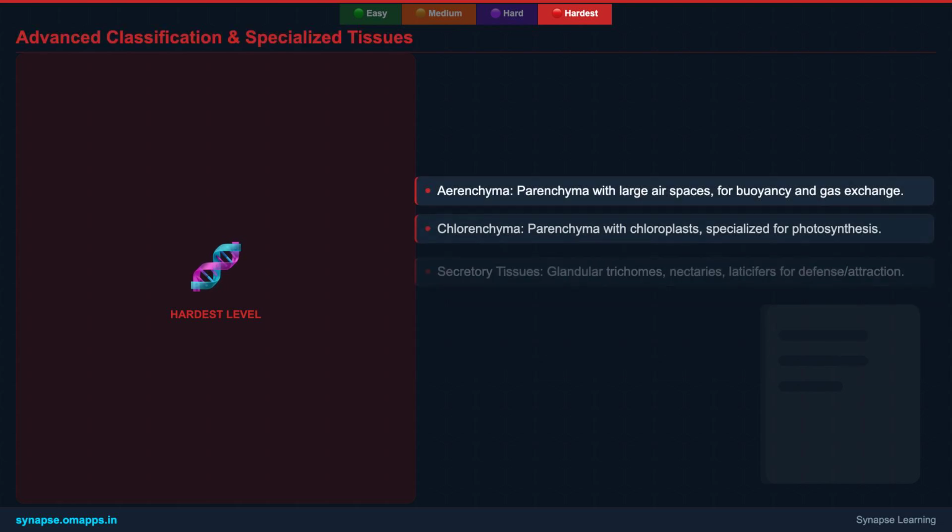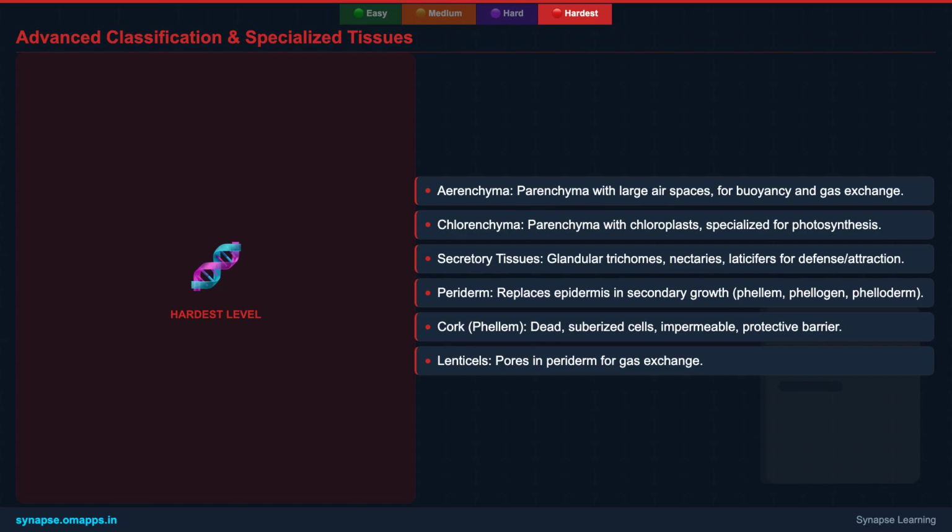Beyond the basic classifications, plant tissues exhibit remarkable specialization. We have secretory tissues like glandular trichomes and nectaries for defense and attraction. Absorptive tissues, like root hairs, are epidermal modifications maximizing surface area. Aerenchyma, a specialized parenchyma, provides buoyancy and gas exchange in aquatic plants.